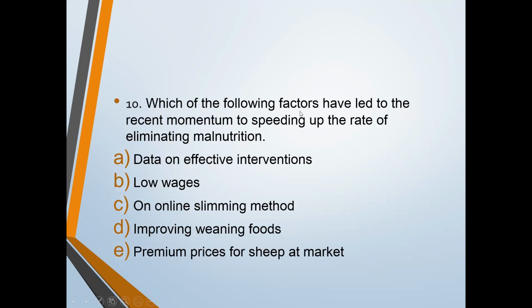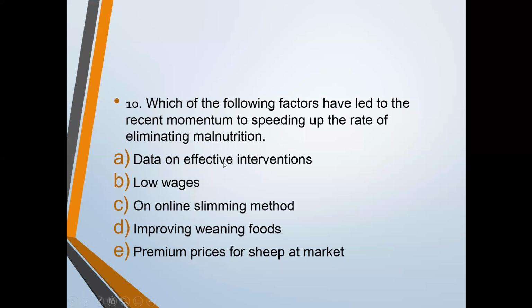And last is, which of the following factors have led to the recent momentum to speed up the rate of eliminating malnutrition? Either it's data on effective interventions, low wages, online slimming methods, improving weaning foods, or premium price of sheep at market. E. Actually, it's the data on the effective interventions.